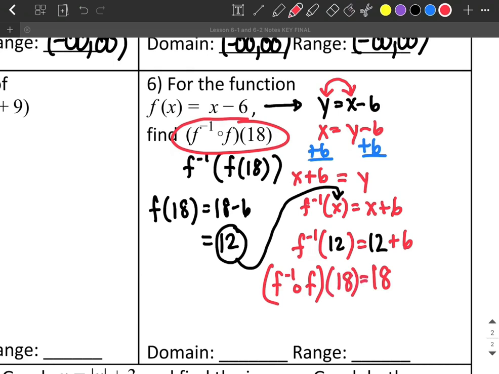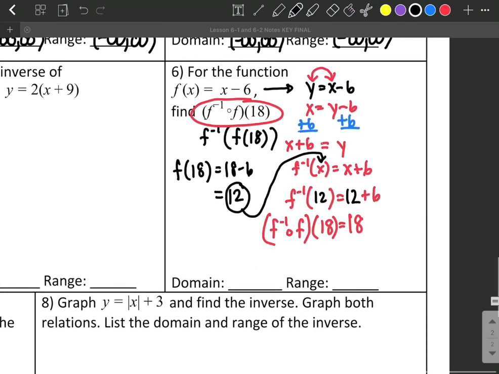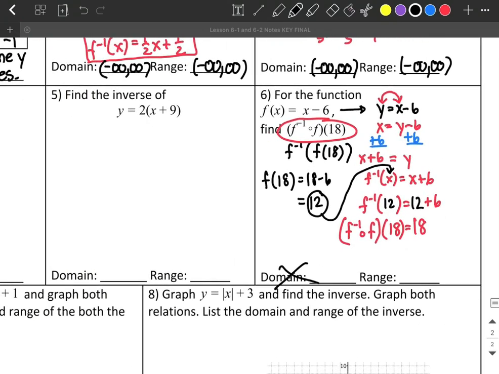If I plug in 18, I'm going to get 18 out, because whatever the function originally did to 18, it subtracted 6. The inverse did the opposite. It added 6. That's what a function and its inverse is. The original function, whatever it did, the inverse undoes it. So the domain and range of this does not exist. This was not supposed to be there.